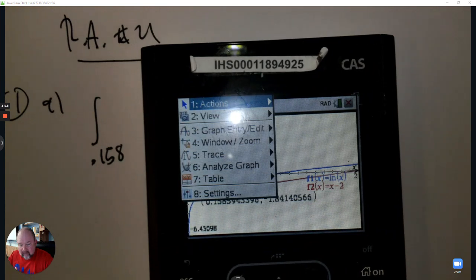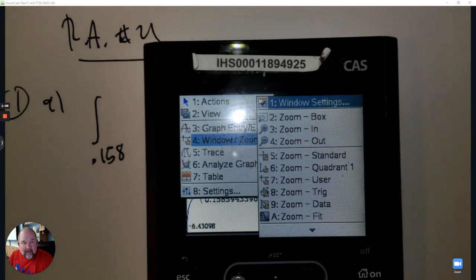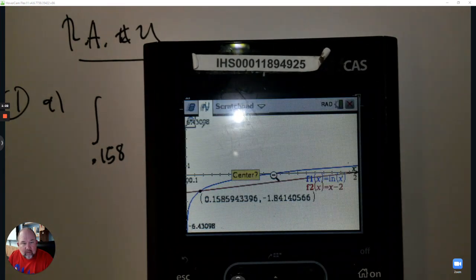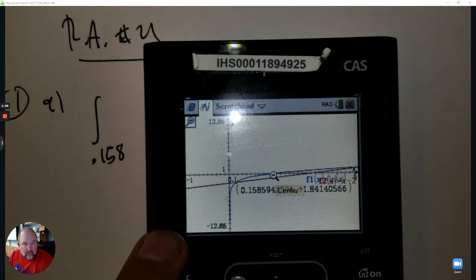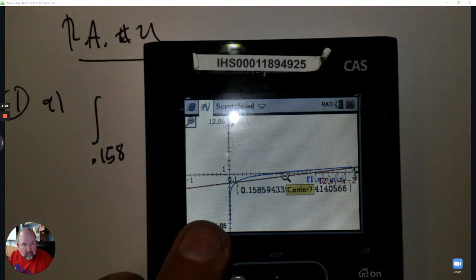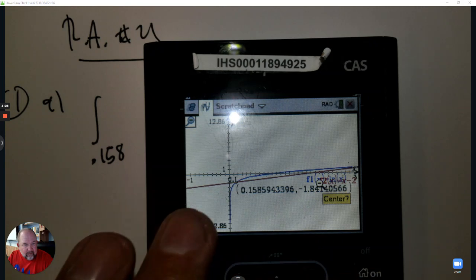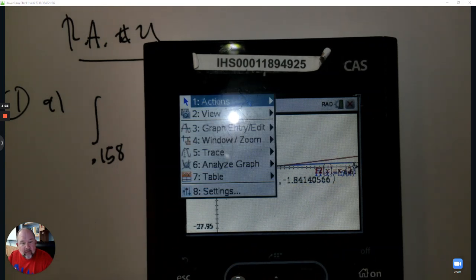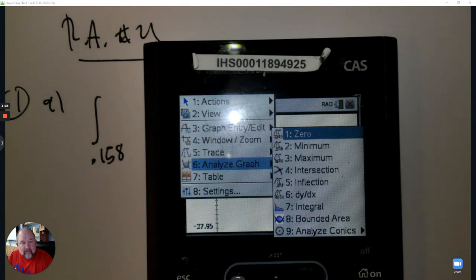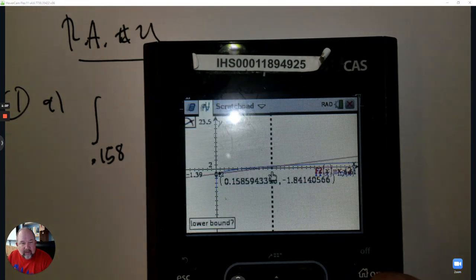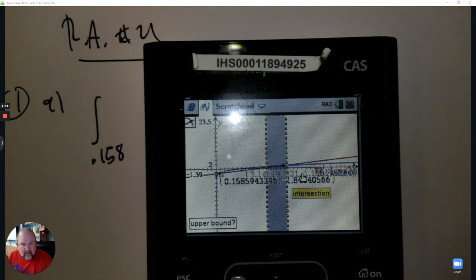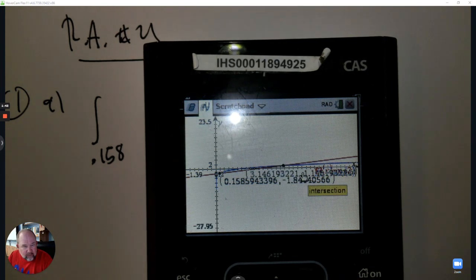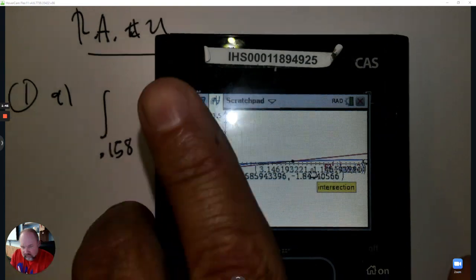To do that, I'm going to take the window and expand it out. Kind of see it. Let's do it again. There it is. Okay, so I'm going to go menu, analyze, intersection for the second one, which is over here somewhere. So it's 3.146.